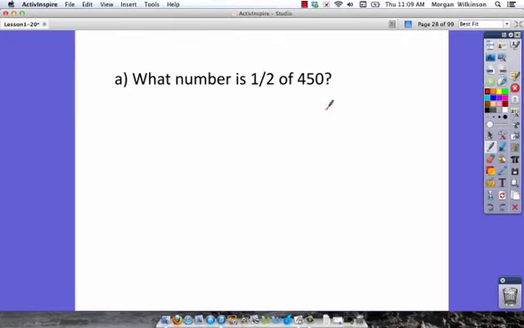Alright, what number is 1/2 of 450? So we're trying to figure out what's halfway between 0 and 450. We're going to have to cut 450 in half. And to do that, one of the easiest ways will be to divide. We're going to say 450 divided by 2. 2 is going to go into 4 2 times. We get 4 with 0 left over. We bring down our 5.